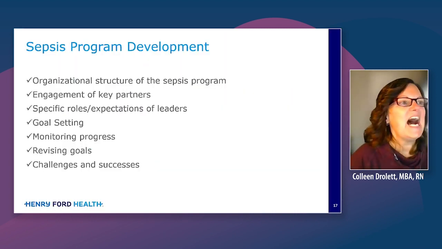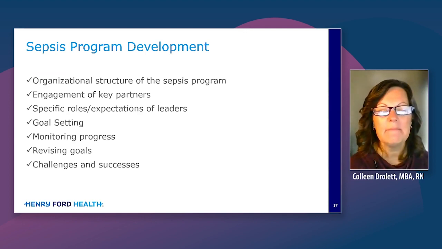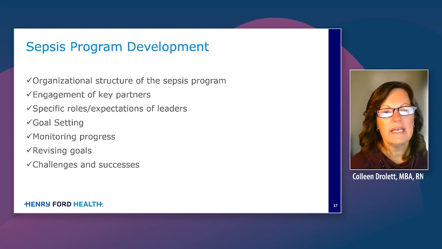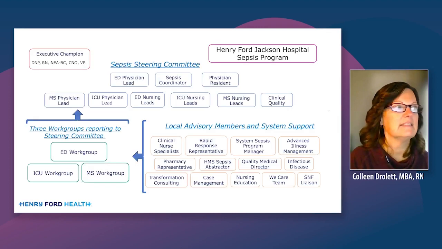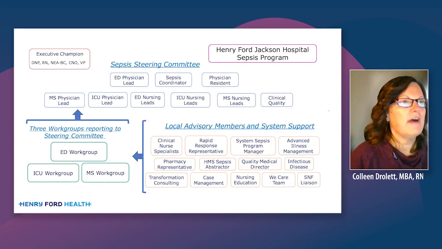Sorry. These are the key points I'm going to talk to you about today. Organizational structure of our program, engagement of key partners, specific roles and expectations of our leaders, goal setting, monitoring progress, revising goals, and then some of our challenges and successes. So first, organizational structure of our sepsis program.